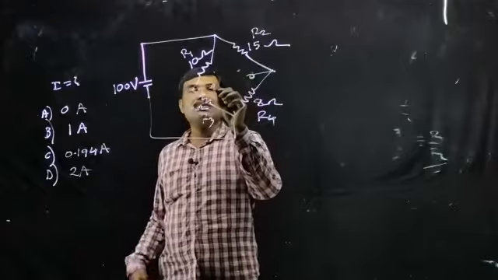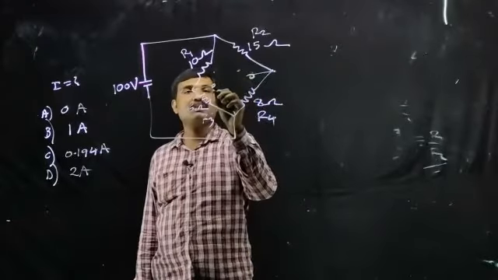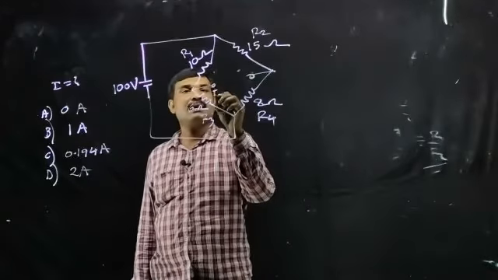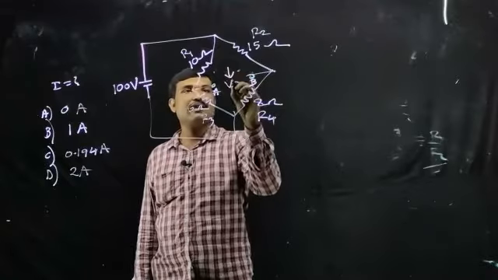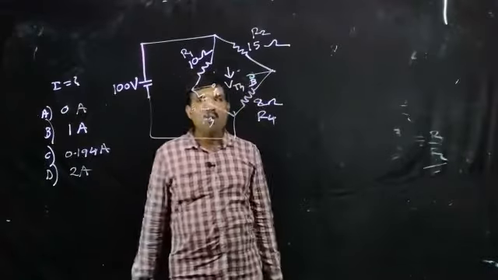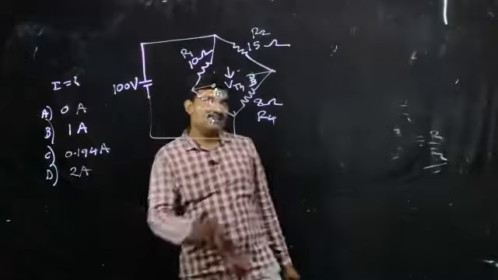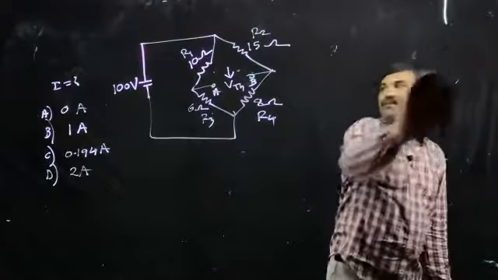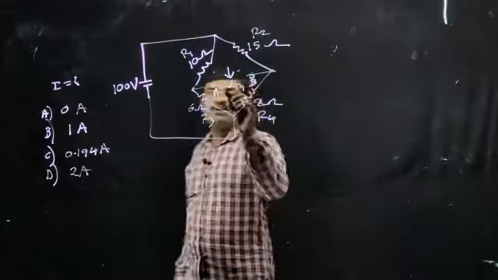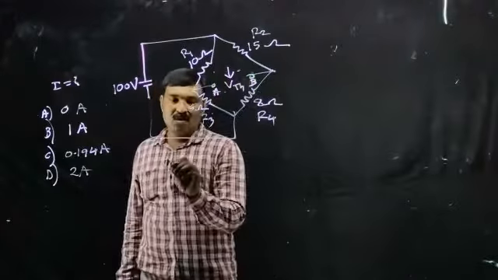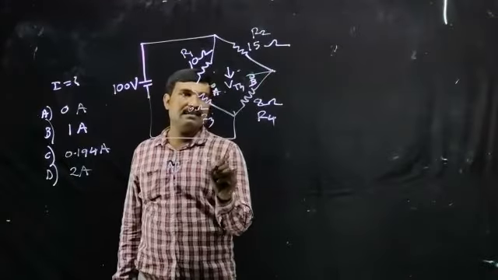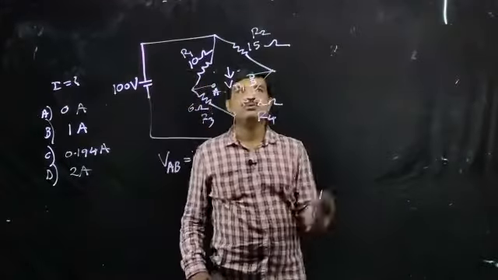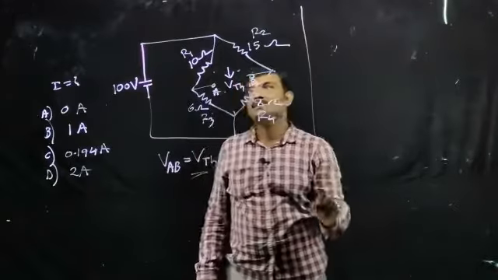Now I am open circuiting the load. So this 5 ohm resistance is open circuit. We are giving this point as A and this point as B. So this voltage is called Thevenin's equivalent voltage or open circuit voltage. Now we have to determine the value of VAB, that is equal to Thevenin's equivalent voltage VTH. Now I am going to redraw the circuit.